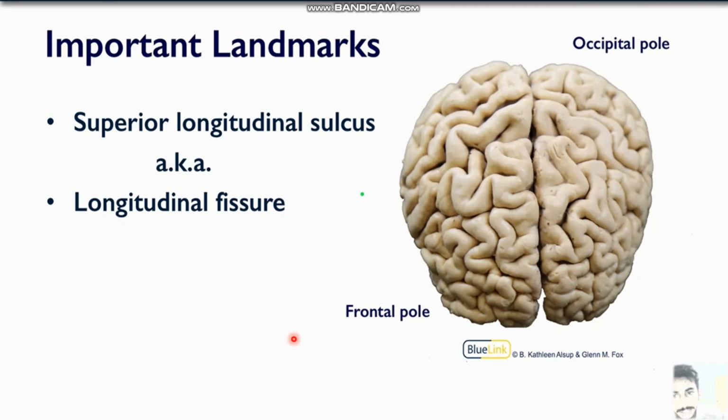Now, as we know, our brain has two hemispheres, a right hemisphere and a left hemisphere, and these two hemispheres are divided from each other by a longitudinal sulcus, or we call it a superior longitudinal sulcus, or a longitudinal fissure. This is the division between your two hemispheres, the right hemisphere and the left hemisphere. This is divided by the longitudinal fissure.